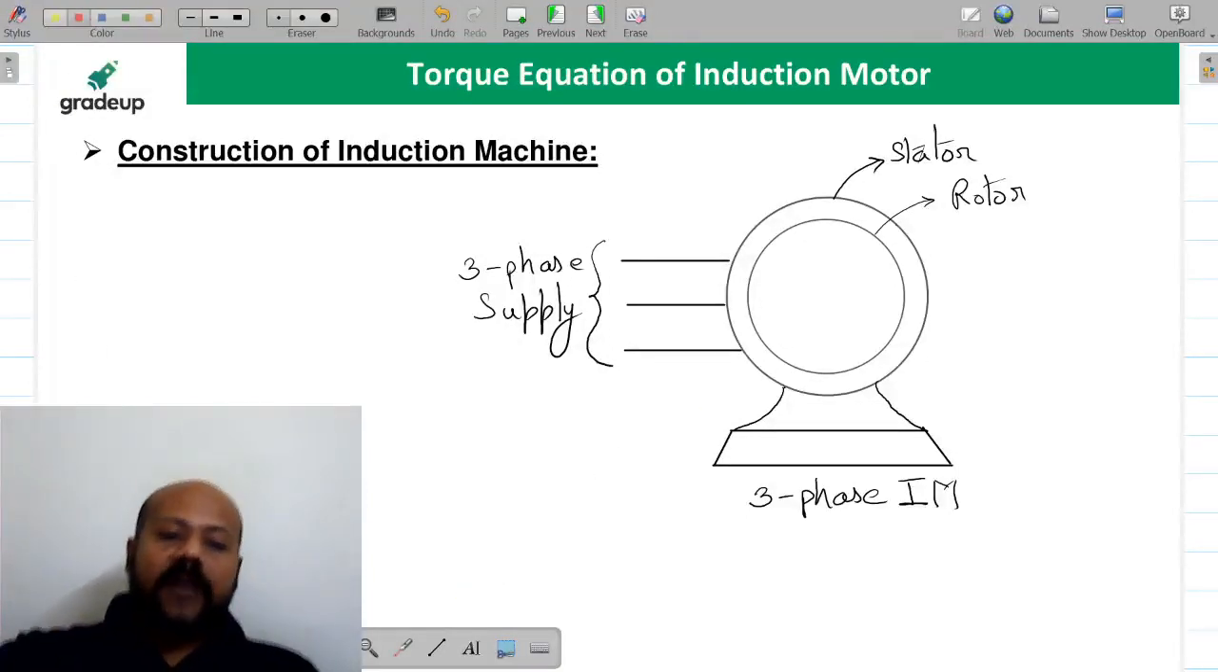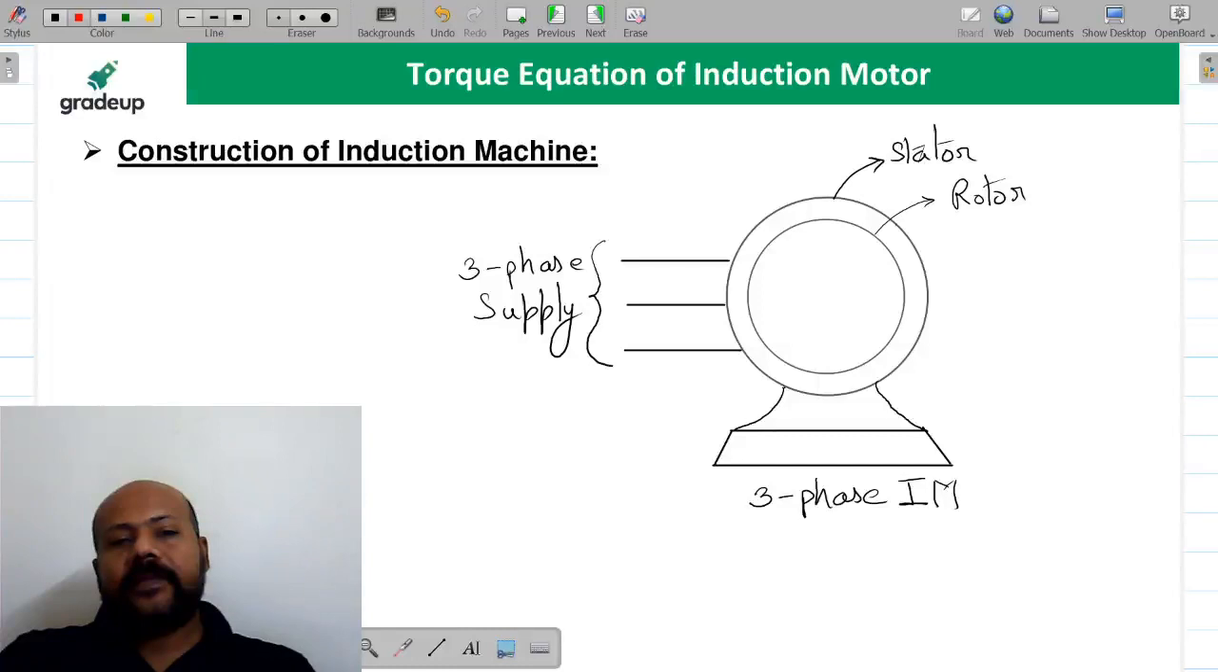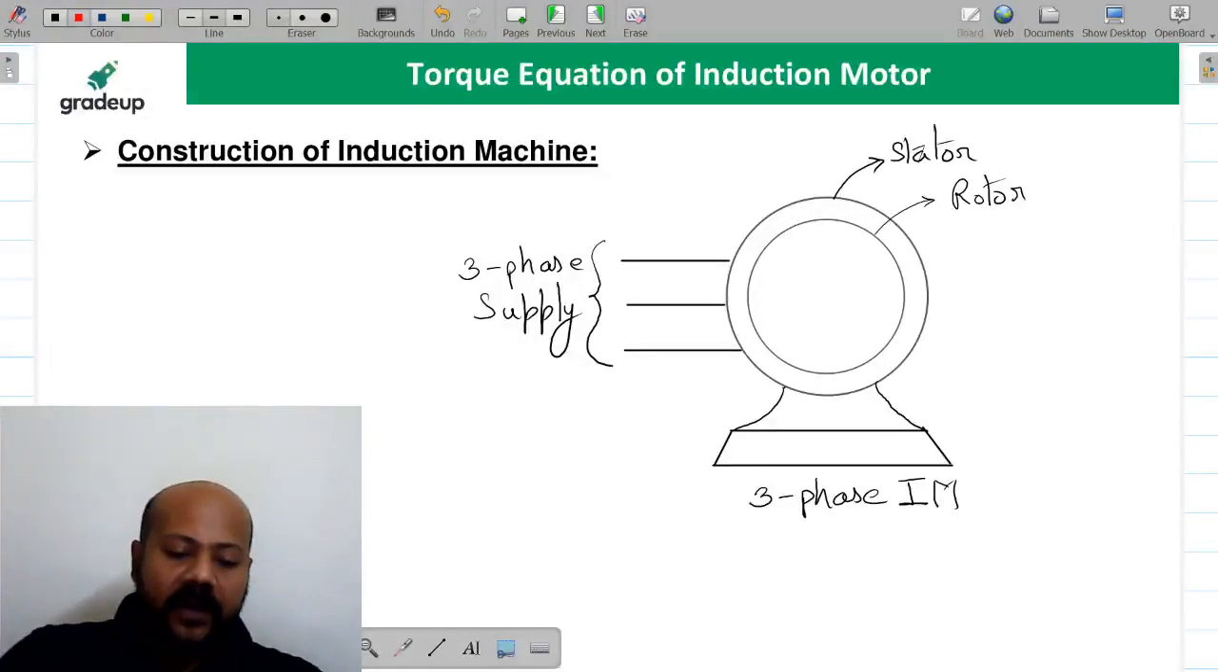So now let us start with the session. And today we are supposed to start with the induction machine. Is it clear? All of you, please tell me yes or no in the comment section. Are you ready? Should we start the class?